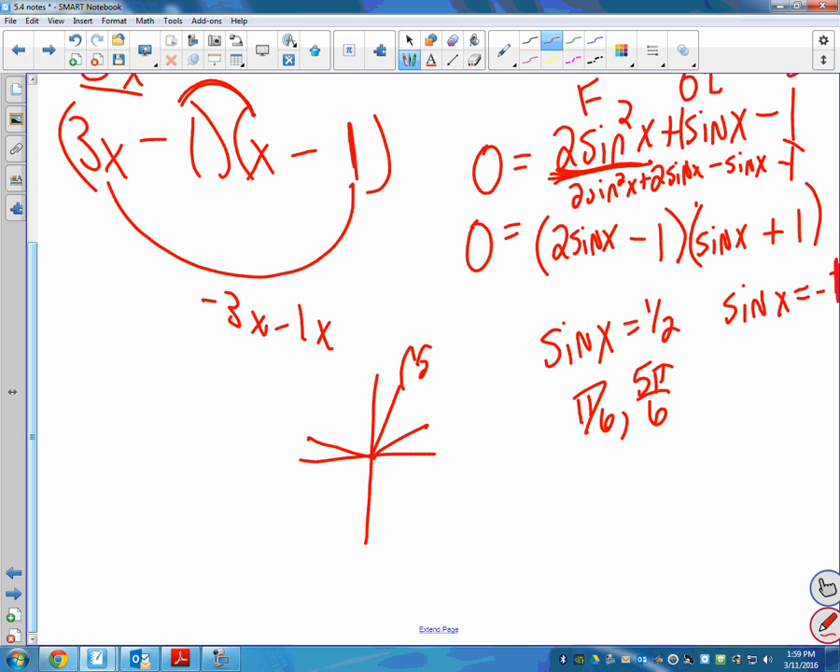And where does sine equal negative 1? 3pi/2. And yes, you have to give me 3pi/2, because you have to be between 0 and 2pi. So making it pi/2 is not acceptable because it is between 0 and 2pi.